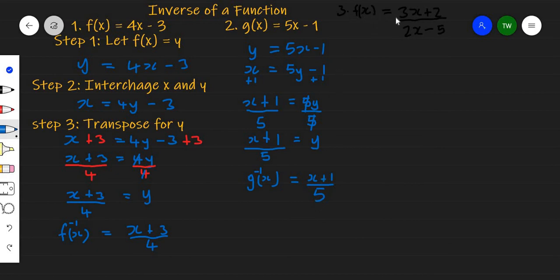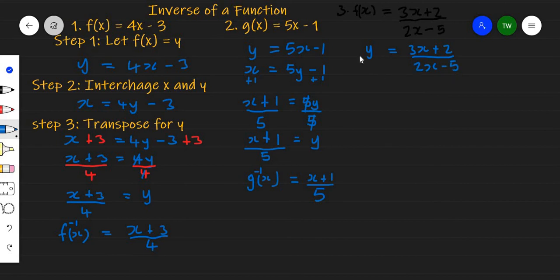We have f of x is equal to 3x plus 2 all divided by 2x minus 5. Same idea. We're going to let f of x equal y. So it's going to be y is equal to 3x minus 2 all over 2x. Sorry, this should have been plus 2 all over 2x minus 5.